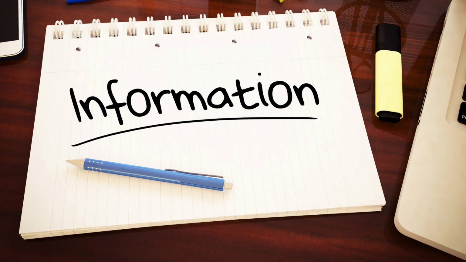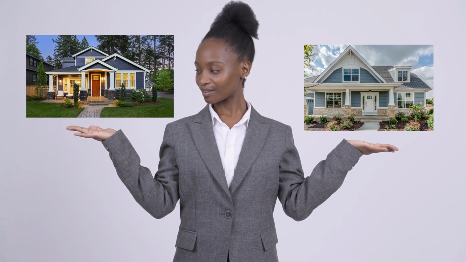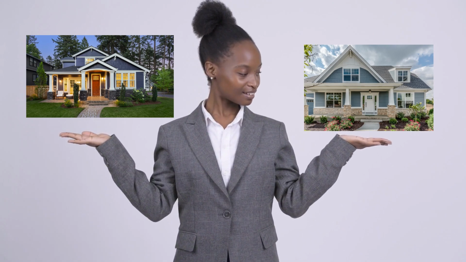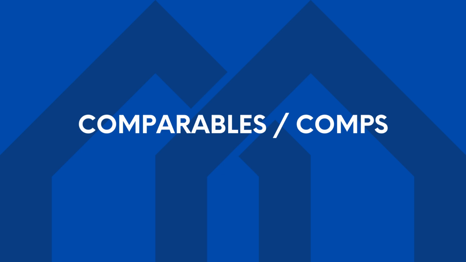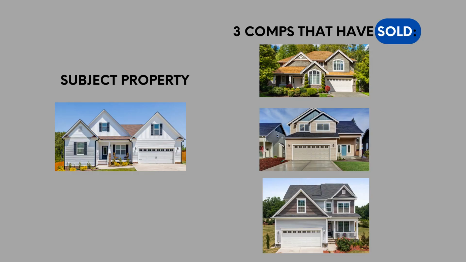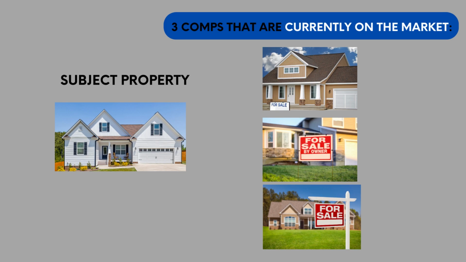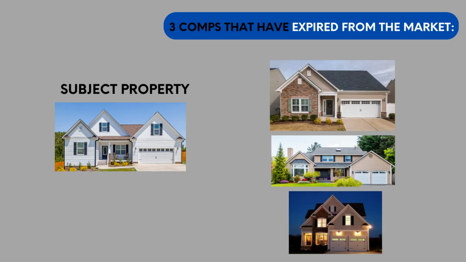Okay, so now with all of our information in hand, we now need to look for comparable homes. Comparable homes as similar as possible to our subject property, best within 1 mile radius. Comparables are better known as comps. We need 3 comps that have sold, 3 comps that are currently on the market, and 3 comps that have expired from the market, preferably 3 of each.